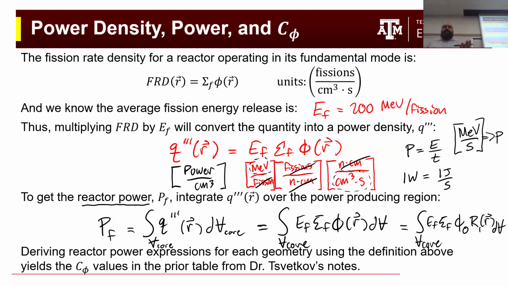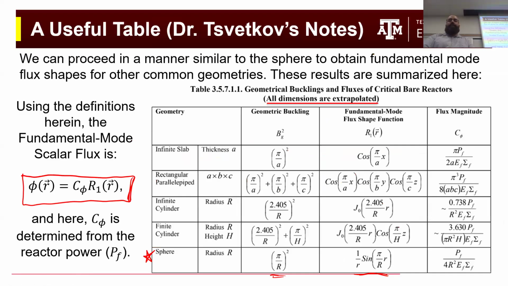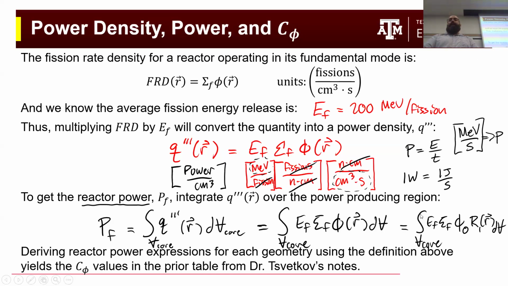So this is the definition that you could use to then get those C-phi values that you see in this table. And that's fundamentally where these C-phis are coming from. It's assuming that you know the reactor power, and then you carry out this integration to get an expression for what that reactor power looks like in terms of these cross sections, and in terms of the integral form of this shape function.